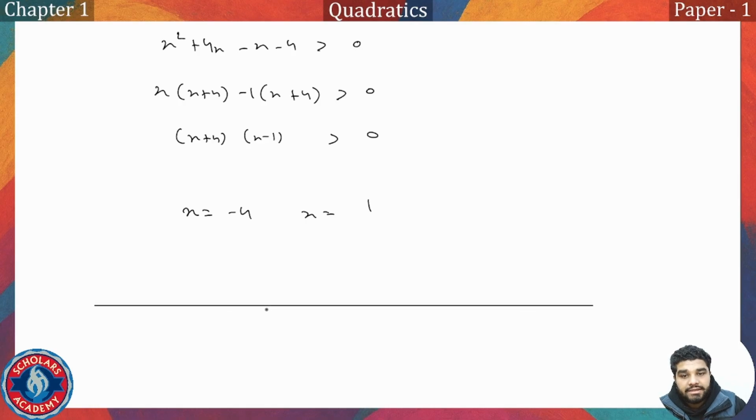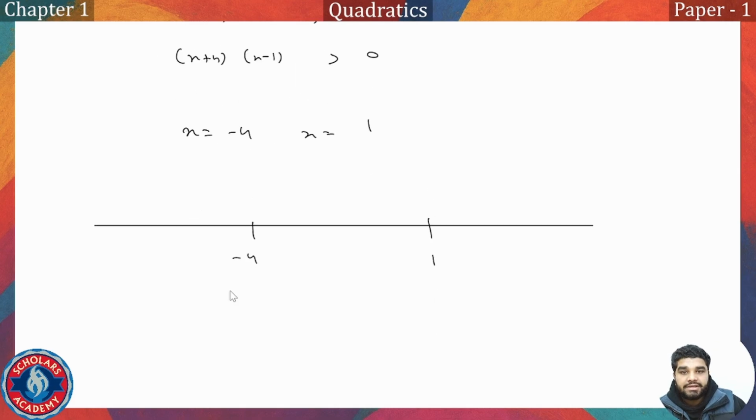The real line is divided into three parts. Negative 4 and 1 are the zeros. So if we check the intervals, if we take x equal to negative 5 and substitute that, we get negative 5 plus 4 and negative 5 minus 1, so negative 1 and negative 6. This gives us a positive value, which is 6, which is greater than 0. So yes, we'll take this interval.